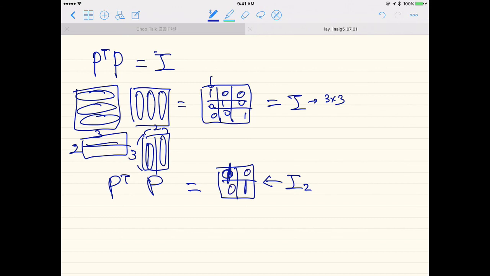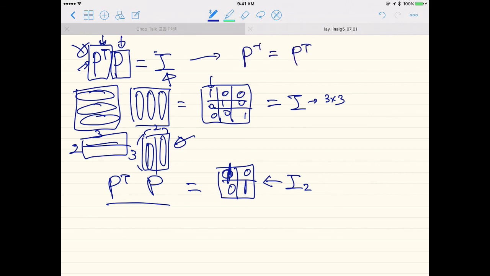Okay, and then in this case, if your matrix is not square, or it's a rectangular matrix, we cannot talk about the inverse matrix, but if we have a square matrix, we can now talk about the inverse matrix. And if we can find some matrix that when multiplied together with your matrix generates the identity matrix, then they have the inverse relationship. So in this case, P inverse is actually P transpose.